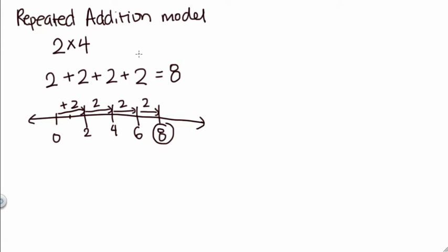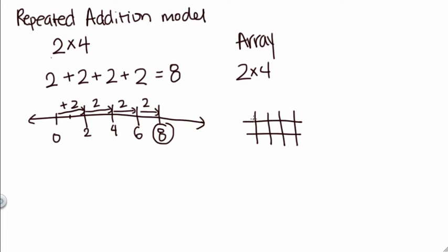This same question, if we look at the array model, it just looks like this. So we're doing 2 times 4. We have 2 lines, and then we have 4 lines. And then we count up the intersections. Right? So 1, 2, 3, 4, 5, 6, 7, 8. So this is a very visual way for students to get an understanding of what multiplication means.